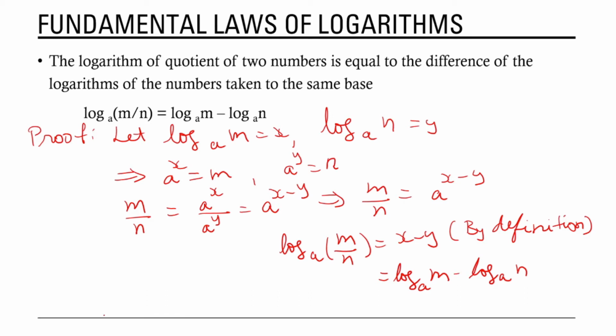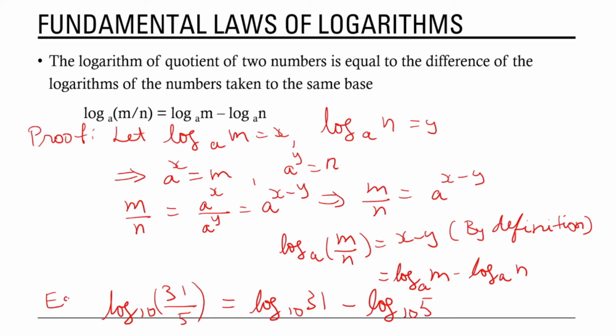Let us take an example. Say log of 31 by 5 to the base, let us take 10. Log 31 by 5 to the base 10 is equal to log 31 to the base 10 minus log 5 to the base 10. So, we can write log 31 by 5 to the base 10 as log 31 to the base 10 minus log 5 to the base 10. This is an example.